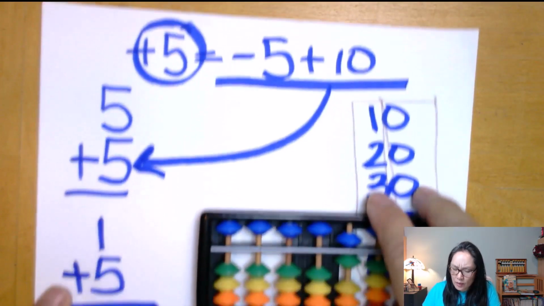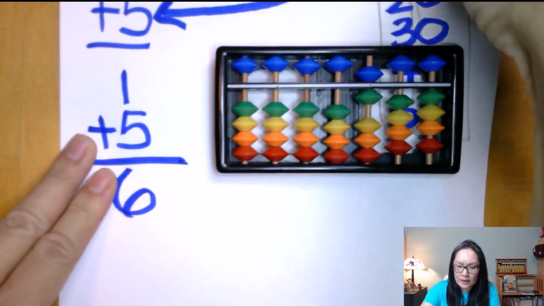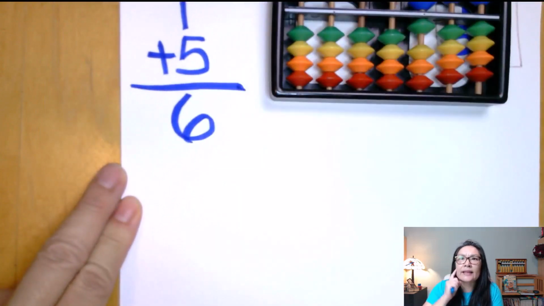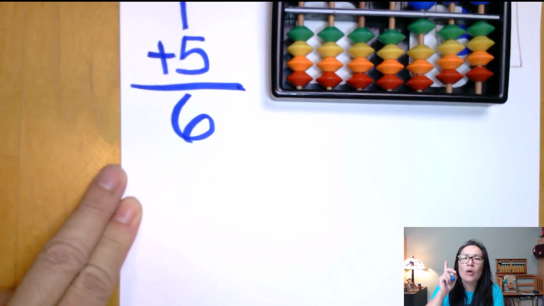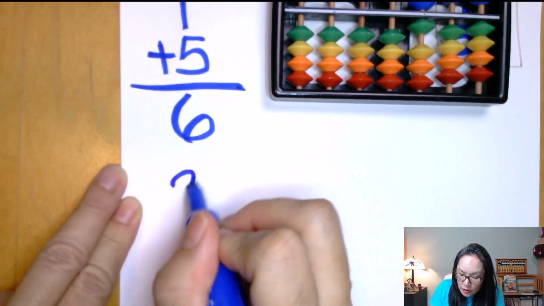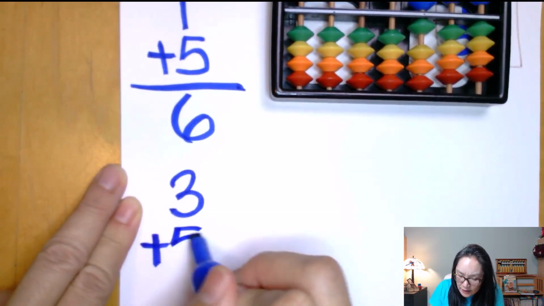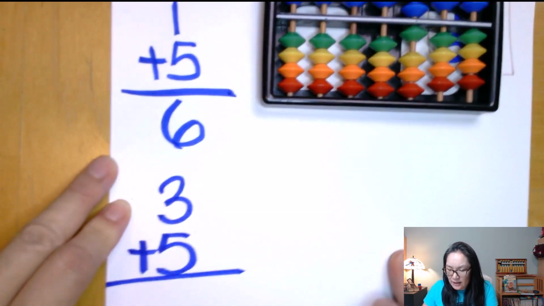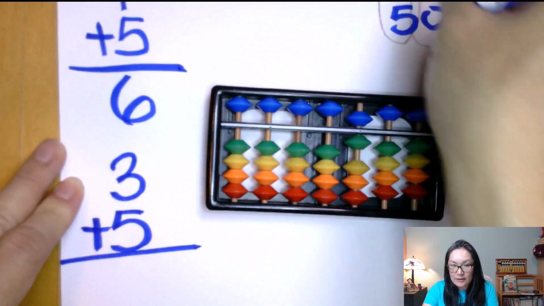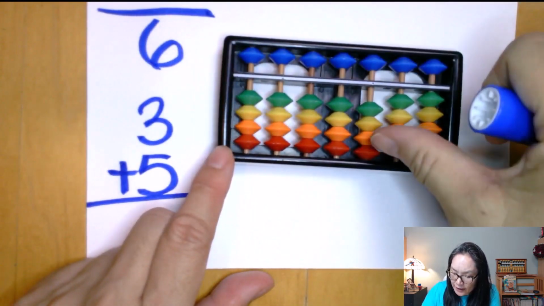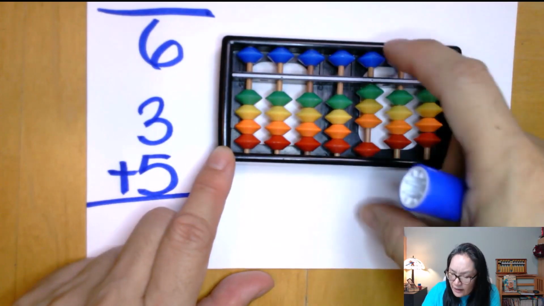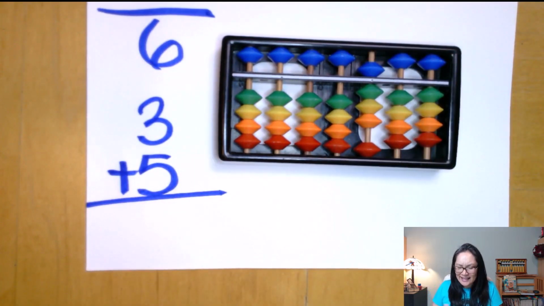Let's do a couple more, okay? So we have, let's think. Let's try number 3. So 3 plus 5. Well, what does that look like? So on my abacus, I have 3, right? And then I add the 5. That's easy. Let's get something harder.